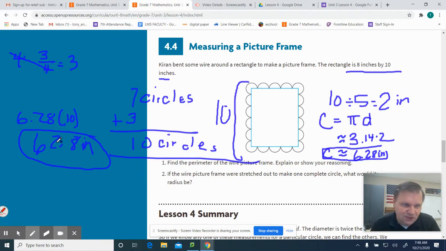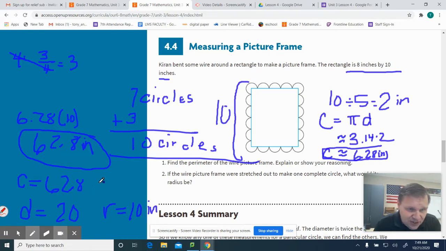Now, that one's a little more difficult. So, what we have to do here is this is my perimeter. So, that means it is my circumference. Okay. So, if I take that and I divide that 62.8 by 3.14, that's going to give me a diameter, and that's going to be about 20 inches. We know that the relationship between a diameter and a radius is half of that, so the radius is going to be 10 inches.